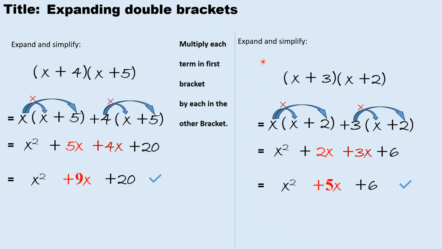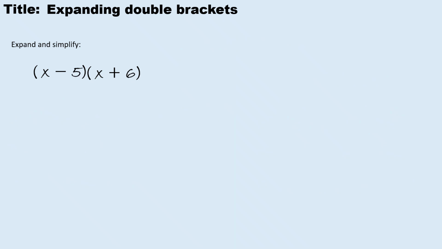Okay, let's look at some double brackets with different signs. Here we go, and we will expand. So again, let's convert these double brackets into single brackets using the distributive law, meaning our x should multiply everything in the second bracket. Here we go, x multiplying everything in the second bracket.